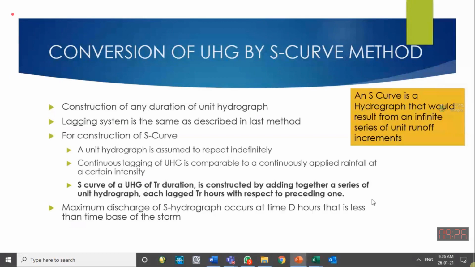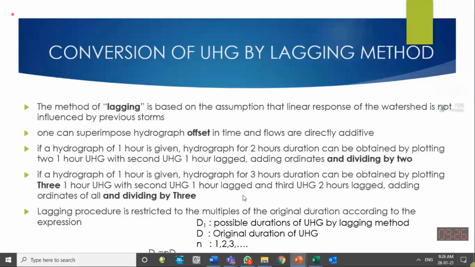Why do we divide by the number of unit hydrographs? Because the definition of the unit hydrograph says it should be the DRO generated by excess rainfall of 1 inch or 1 centimeter. When we add 2 unit hydrographs, we are actually getting the DRO for 2 inches of rain, or if we are adding 3, we are getting the DRO of 3 inches of rain. So we have to divide by 2 or 3, whichever is the case. Any question on this? Because this will end the lagging method.